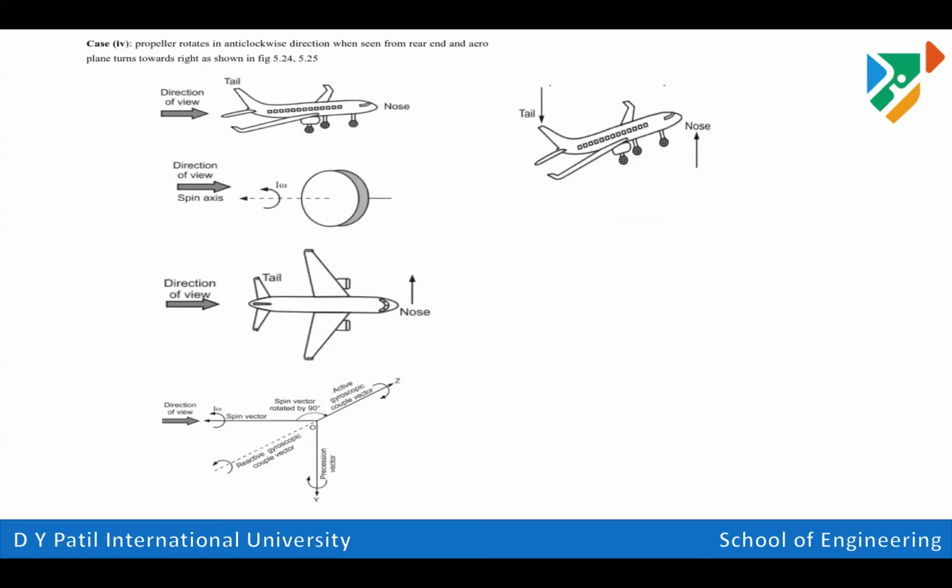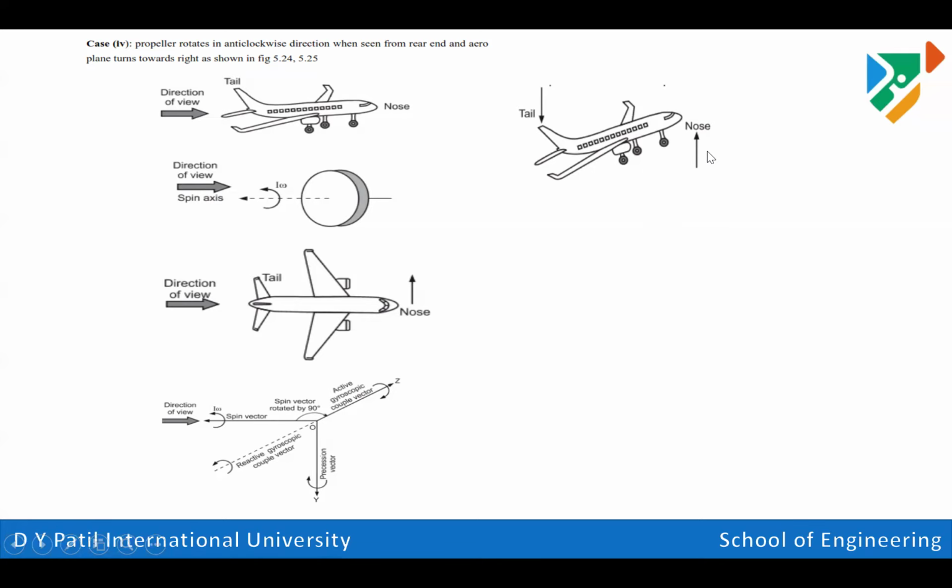And we have the fourth part. Suppose a propeller shaft rotates again in anti-clockwise direction when seen from rear end, and that plane is taking turn towards left side. So again, we have to determine the orientation. This is the spinning direction. We can apply the right hand thumb rule, and based on that we have this orientation of active gyroscopic couple. Just turn that thumb towards right side. This is the orientation of active gyroscopic couple, and the reactive gyroscopic couple will act in opposite direction. So just put that reactive gyroscopic couple direction on a plane. So you can see that tail end is going in downward direction and nose end is moving in upward direction.